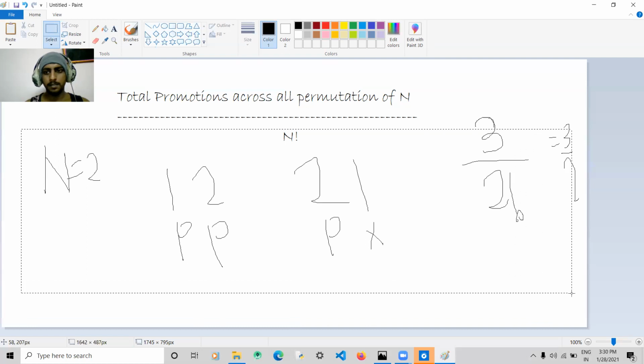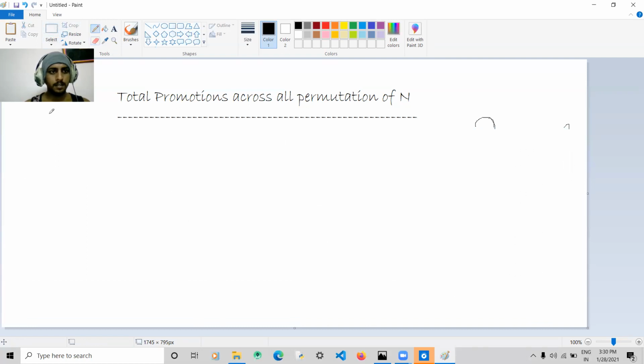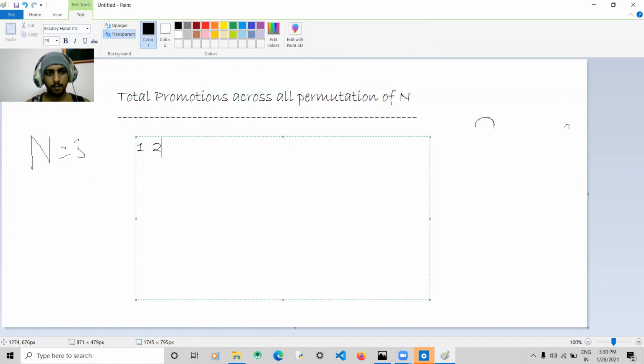Let's take a better example, this time of 3. So let's say n is equal to 3. Then all the arrangements are 1 2 3, 1 3 2, 2 1 3, 2 3 1, 3 1 2, 3 2 1.